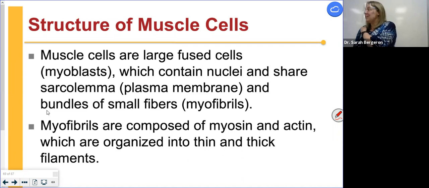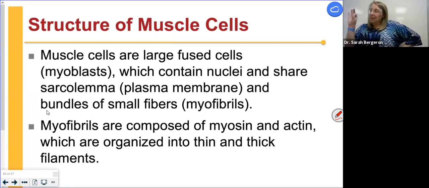Will one nucleus take care of that long of a cell? Absolutely not. So those cells are fused, and we call those fused cells myoblasts. Each myoblast contains multiple nuclei, and they share one plasma membrane, right? We call that plasma membrane a sarcolemma. Not sarcomere, sarcolemma.